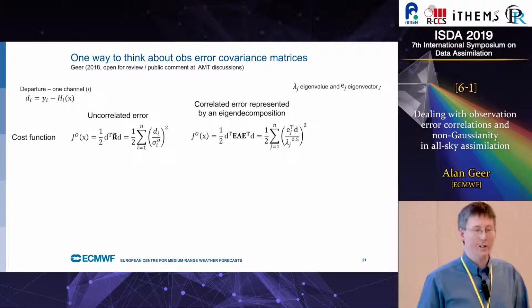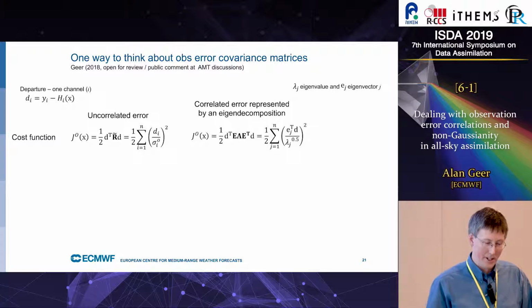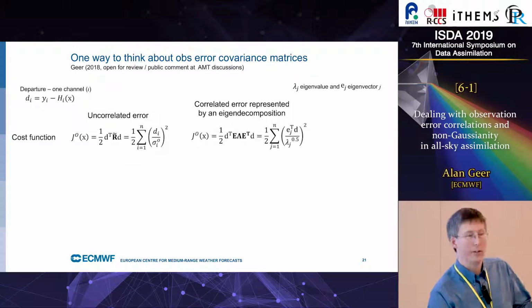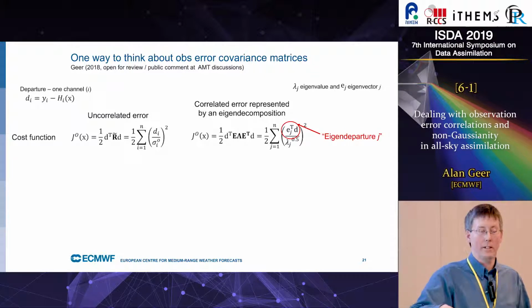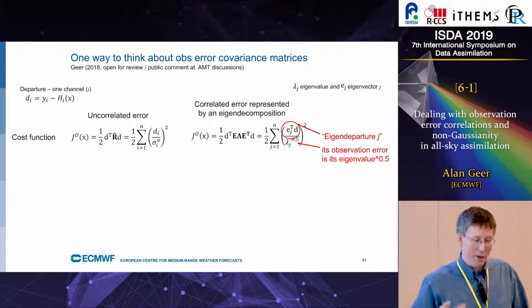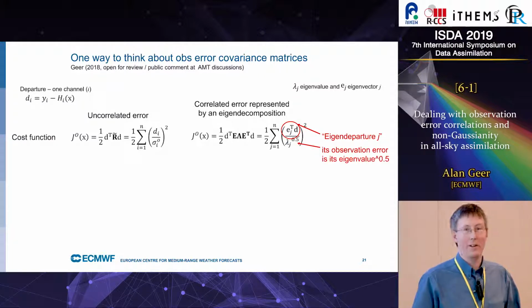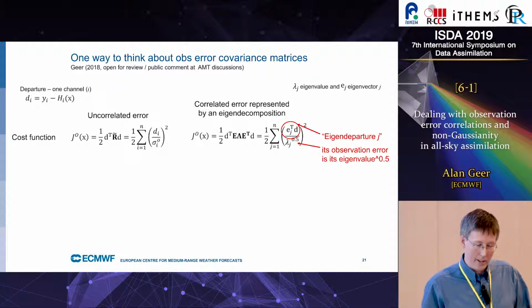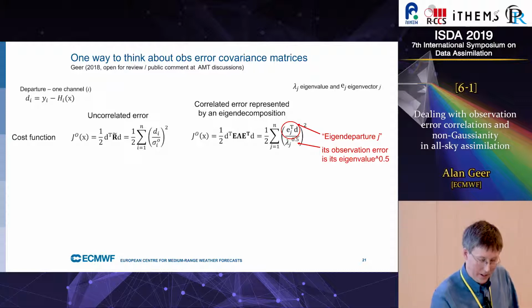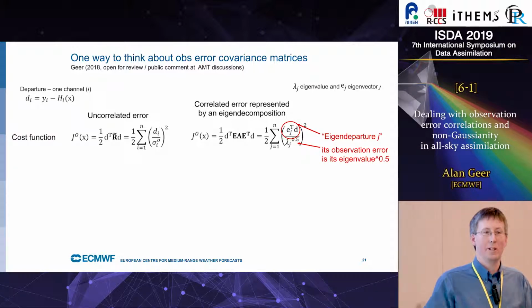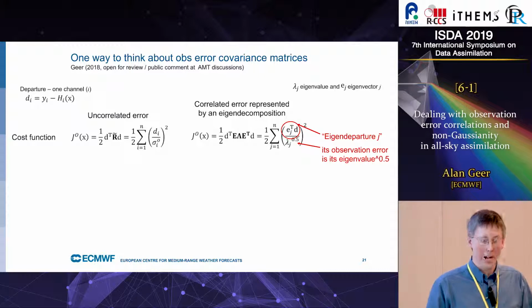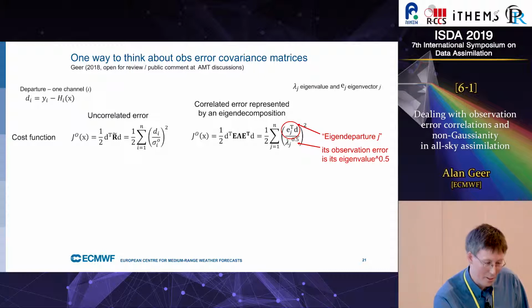If you've got correlated errors and you do an eigenvector decomposition, then you can also write the observation cost function as a summation, but a summation over what we might call eigendepartures, which is the departures projected on the eigenvalues, and the equivalent of an eigendeparture observation error is the square root of the observation error's eigenvalue. So that's useful because it means we can start analyzing the information content we've got in all of the different eigenvectors. And this is an easier way to grasp what we're actually doing when we're using a correlated error matrix.